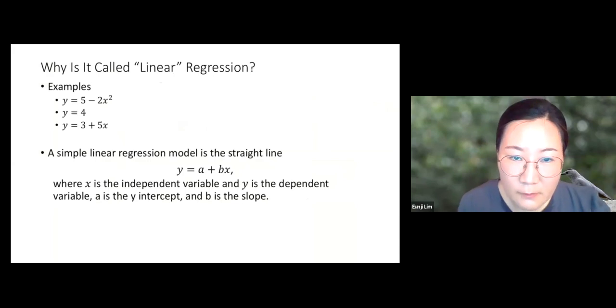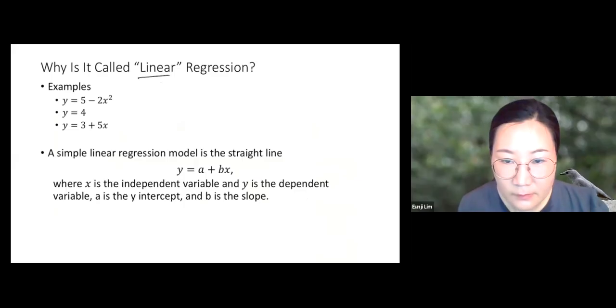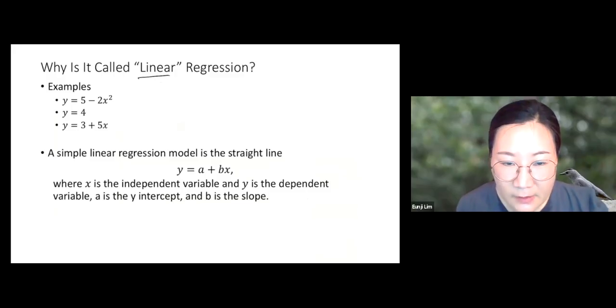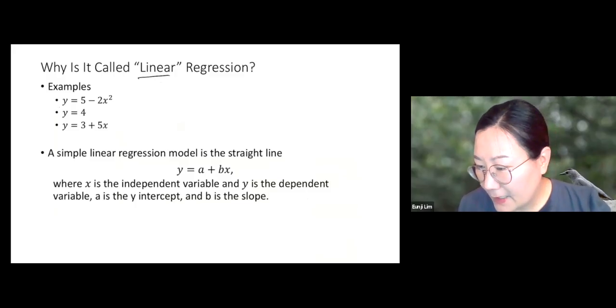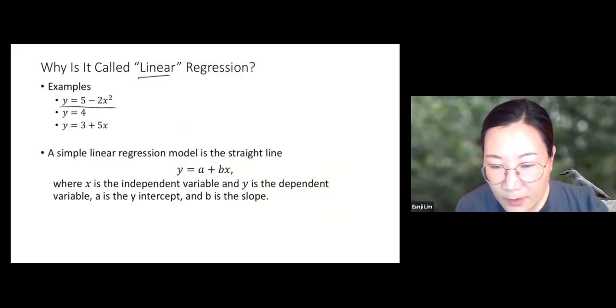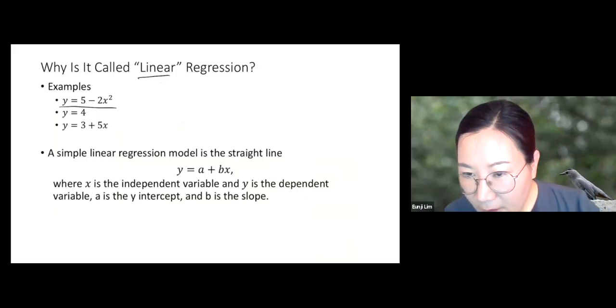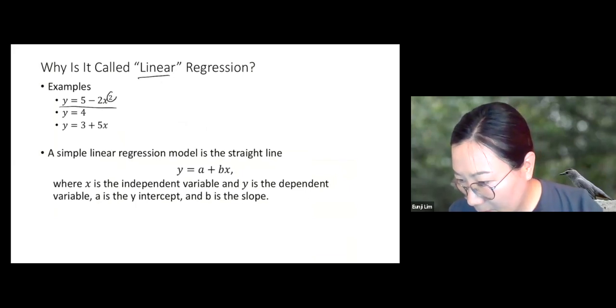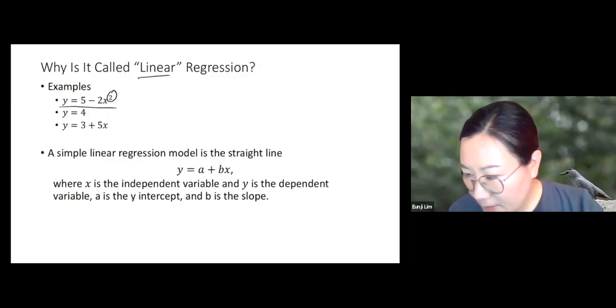The first question is, why is it called linear regression? Why do we use the word linear? We call it linear regression because we use a linear equation to describe the relationship between x and y. So what are the examples of a linear equation? For example, is y equal to 5.2x squared a linear equation? No. For an equation to be linear, the power of each variable should be 1. Right? What's the power of x? In this case, it's 2. So this is not a linear equation.